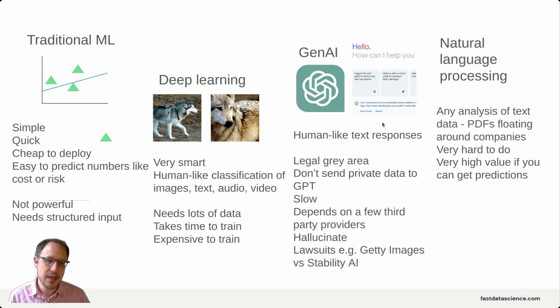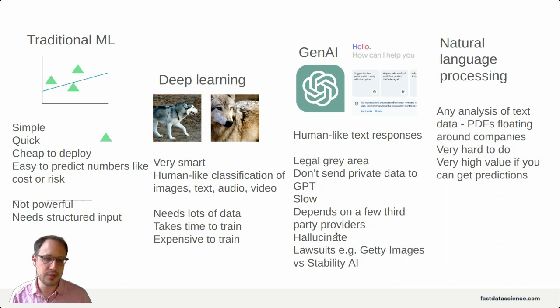Generative AI. So again, this is things like GPT. You can get human-like text responses. However, there's a lot of legal gray areas around what you can and can't do with generative AI. You shouldn't be sending private, personal, sensitive, or proprietary data that you don't have permission to send to GPT. It can be slow. If you do implement these solutions and you are using a third-party provider, you're then dependent on that third-party provider. Hallucinations are an issue.